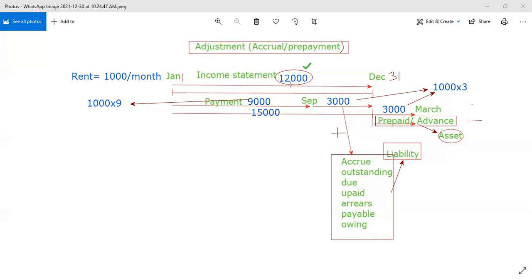Is it clear? Up to here, any problem? No, sir, it's clear. Okay, great.